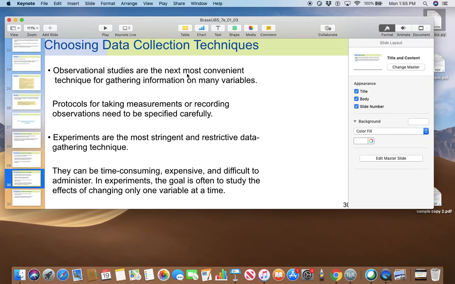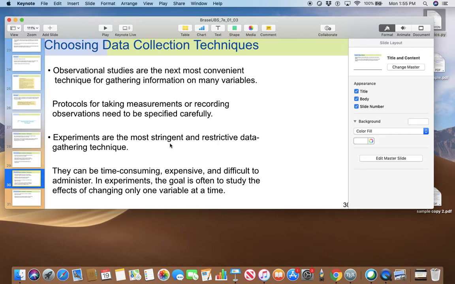Observational studies are the next most convenient. So survey is very convenient. It can handle a lot of questions but has a high problem with bias. Observational studies are the next most convenient, but you need to worry about protocols for taking measurements or recording observations. All right? Protocols have to be specified carefully.